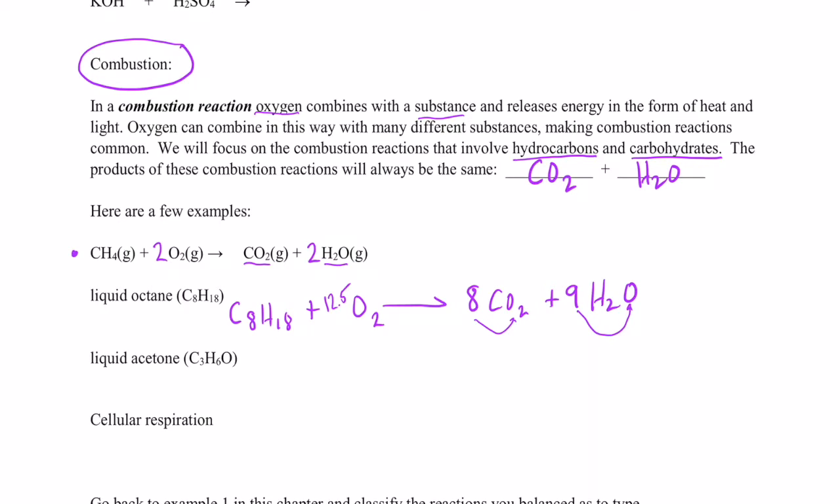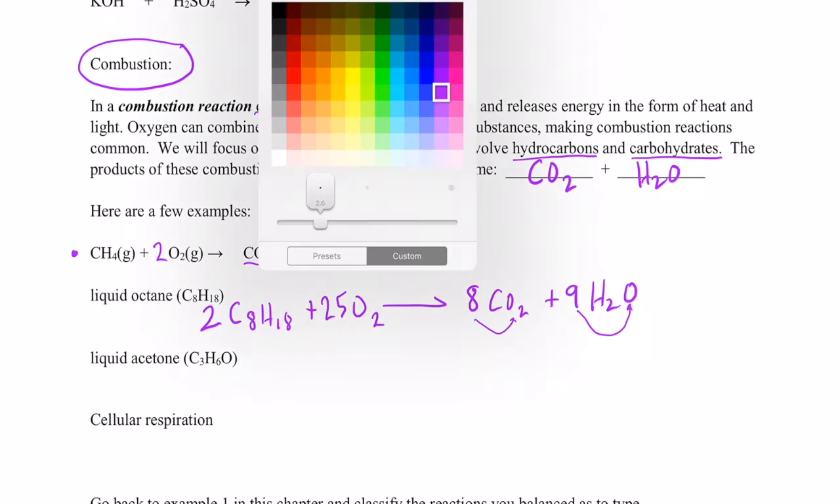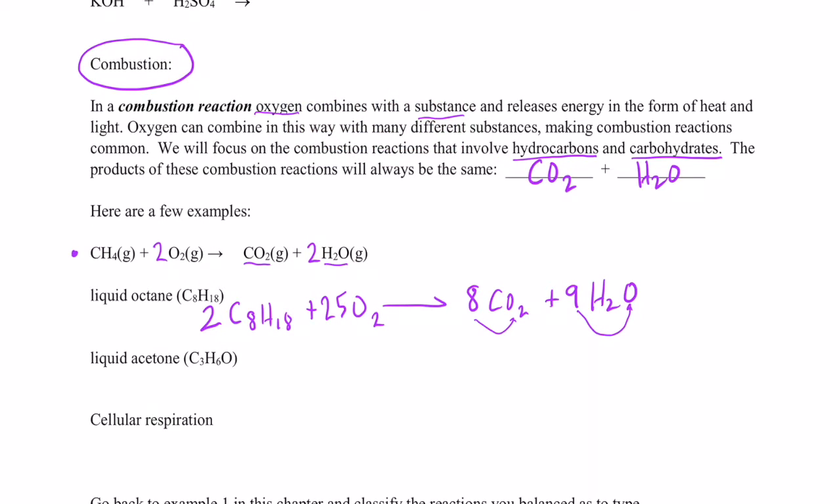That does balance it, but we don't like to use fractions when we balance equations. For right now, we like to use the smallest whole number coefficients. So let's double everything so we can make everything a whole number. So we'll put a 2 in front of C8H18, and we'll change this 12.5 to a 25. And we'll change the 8 in front of CO2 to a 16. And then we'll change the 9 in front of water to an 18. And then if you check, everything does balance now on both sides of the equation.